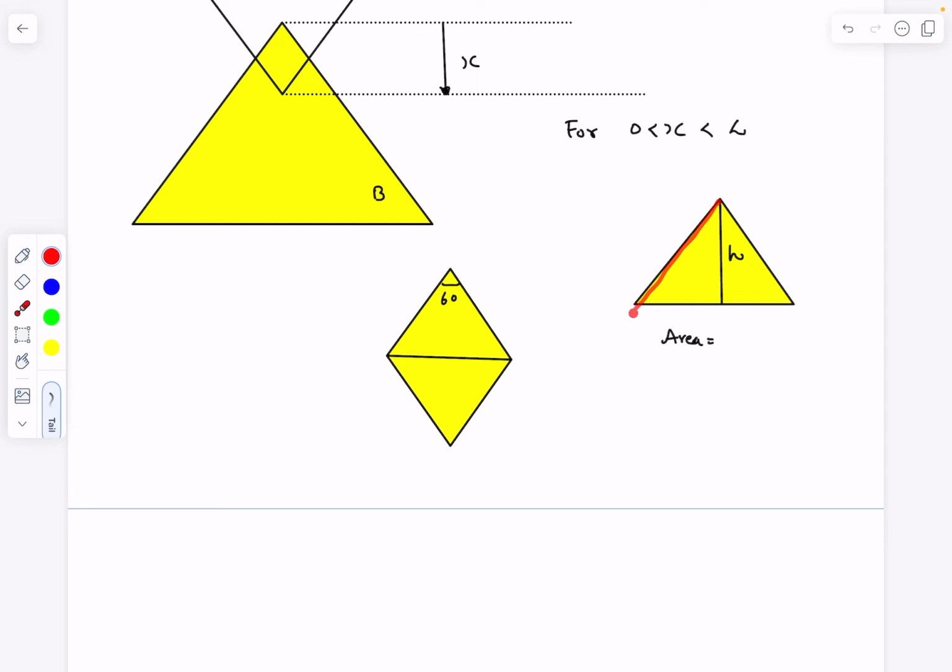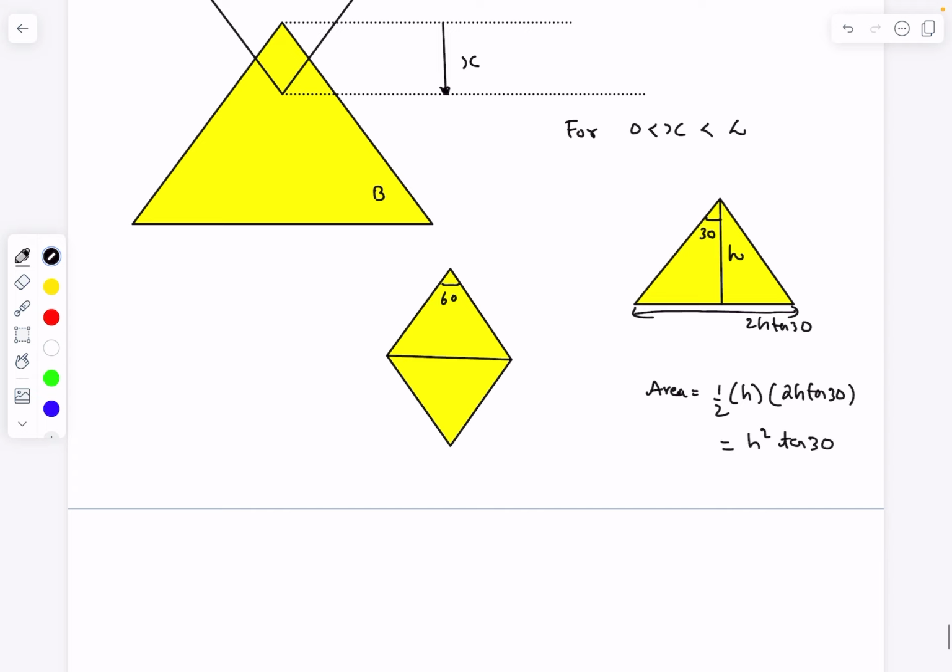So if I have an equilateral triangle whose height is given to be h, let's try to figure out its area. This angle is 30 degrees, so the base length is going to be 2h tan 30. The area of the triangle is going to be half height times the base, or simply h squared times tan 30. We are going to be seeing a lot of equilateral triangles, so we'll just use this result directly.